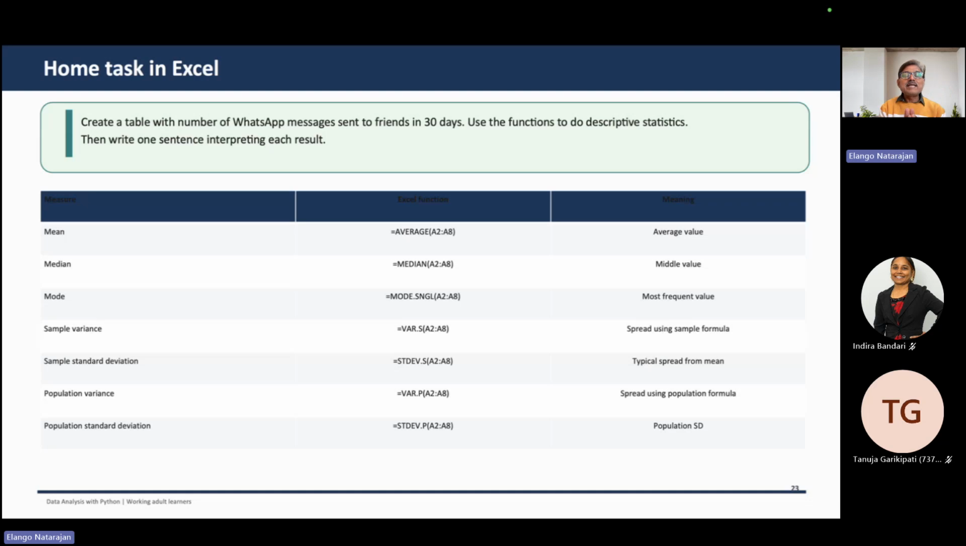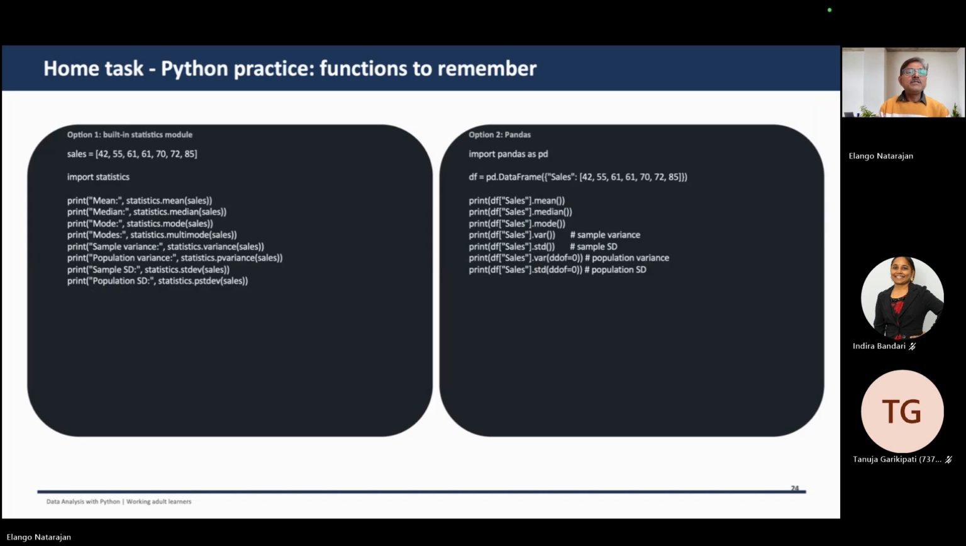And you can understand when you sent the messages, in the first week, third week, or fourth week, and which week has the most messages sent. So you can analyze your own data with this one. It's a home task that I am giving to you. You can practice in Excel or in Python. I'm giving the Python code here for you, in case you want to use it.